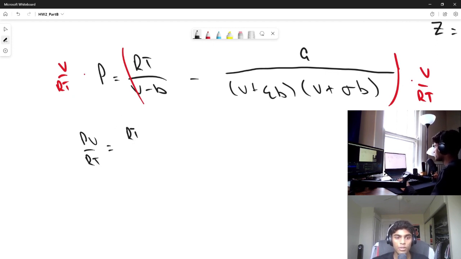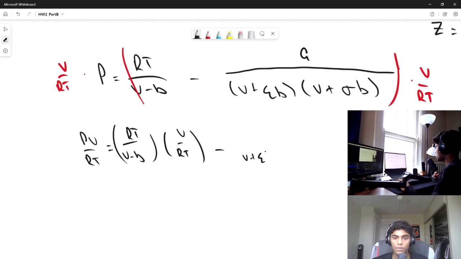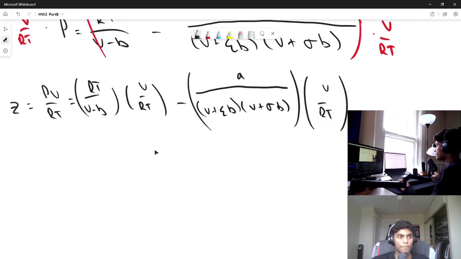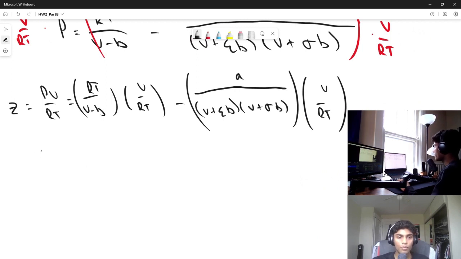So we're going to go RT over V minus b times V over RT, minus this entire function here. Let's just rewrite this out at the bottom: V plus sigma b, all under coefficient a. This is also going to be multiplied by V over RT. And so what we end up having here is this is going to be equal to Z. And so we get Z is equal to, these RTs are going to cancel out.